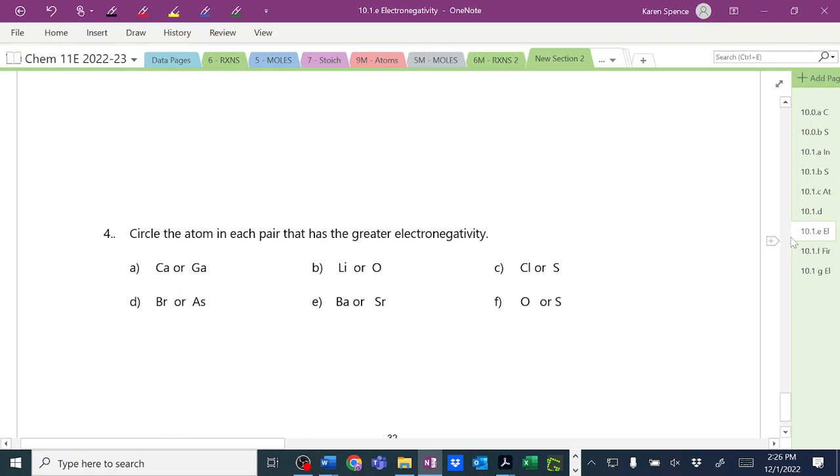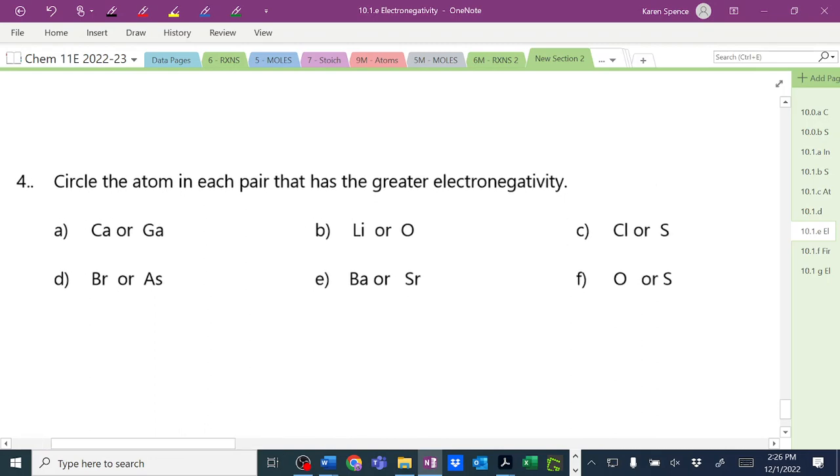Are we finished or do we need another minute? Are we done? So for number 4, does anyone need another minute? Okay, who has the greater electronegativity, calcium or gallium? Number B, lithium or oxygen? Chlorine or sulfur? Bromine or arsenic? Barium or strontium? Oxygen or sulfur? Oxygen, hooray!